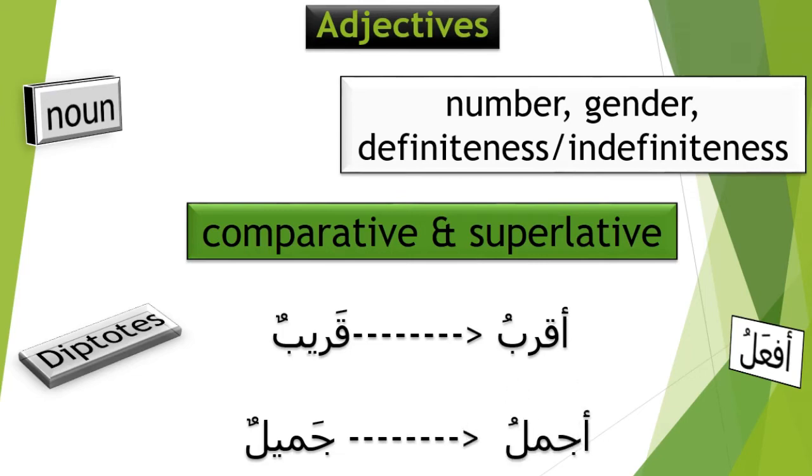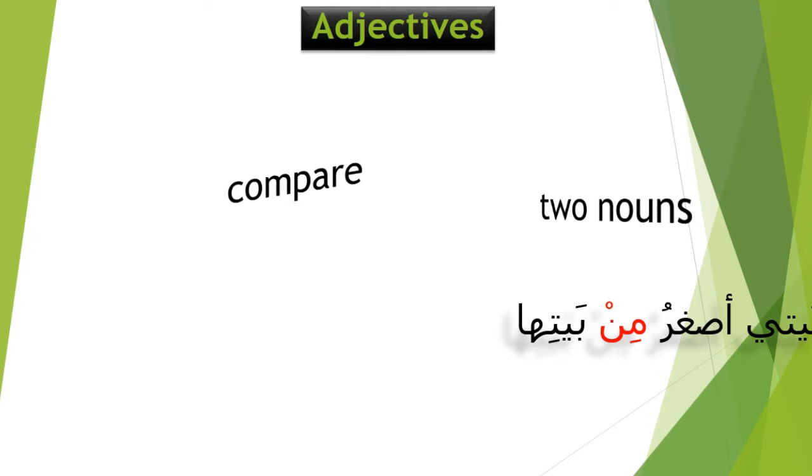With comparative adjectives, you need to use the preposition من to compare the two nouns, as in بيتي أصغر من بيتها. My house is smaller than hers.